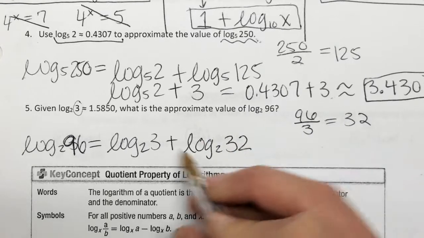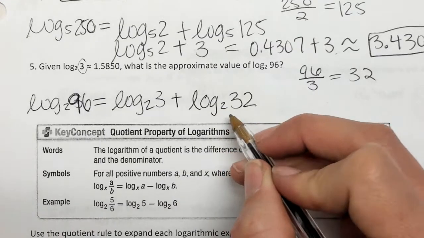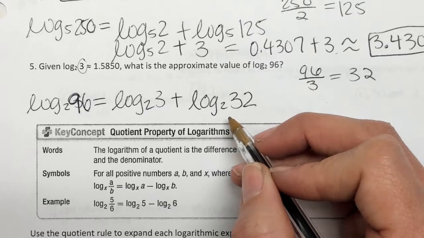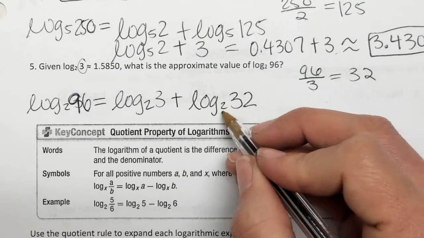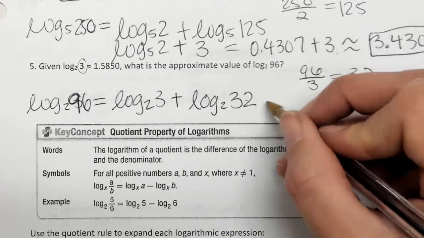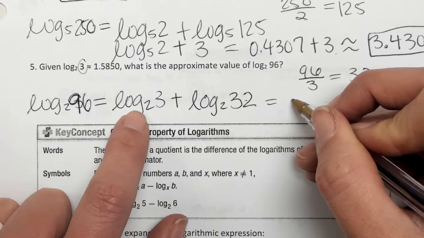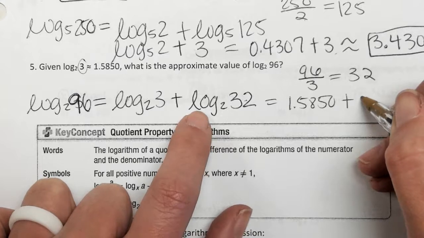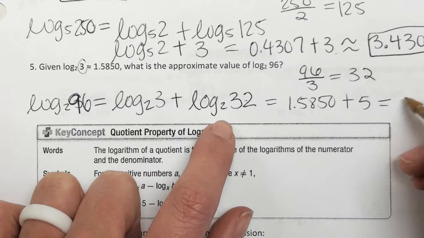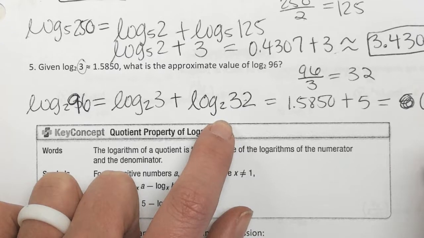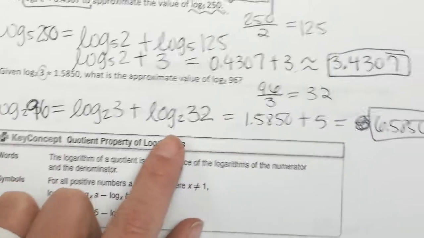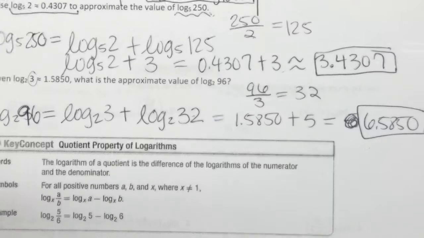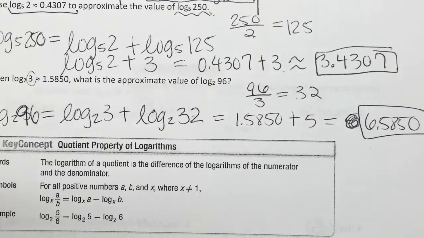Alright, notice you said 5 right here. Isn't that the same as log 2 of 32? How? Because 2 to the 5th is 32. So this is the same as 1.5850 plus what? 5. So our answer is, yes, 6.5850. Very good.